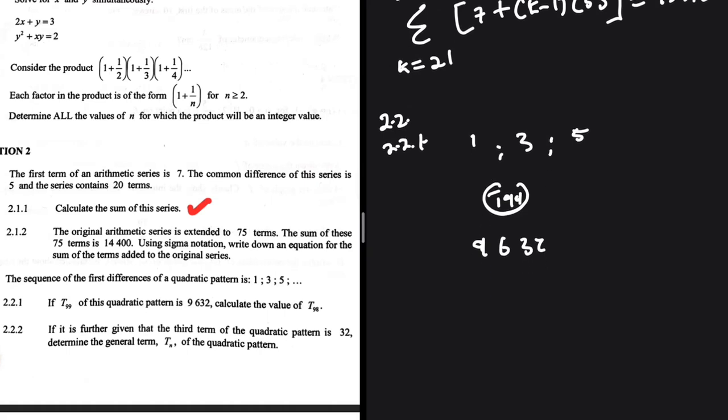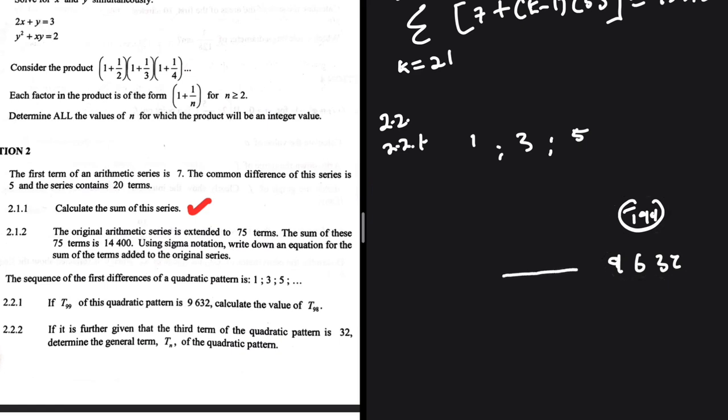The question says calculate the value of T98. So we're looking for T98. The difference between T99 and T98, we should be able to find it using this arithmetic sequence, right? Because we find this arithmetic sequence from finding the differences of the quadratic. So we can use that arithmetic sequence to find the number which we need to subtract in order to find T98, because from T98 to T99, we add a number.